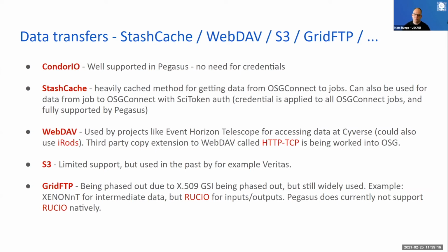We also have support for S3 and GridFTP. Those are limited support or being phased out, but Rucio is still a big part of Open Science Grid. We do not have native support for Rucio, but a lot of our users are using it in the jobs themselves, and that's a good solution for this.